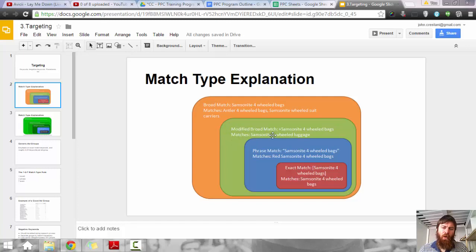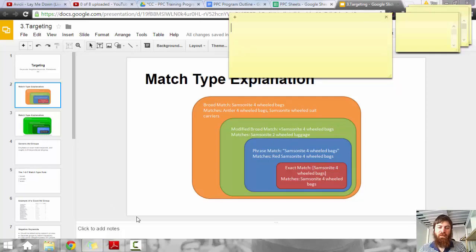So modified broad match, for instance, you have to put a plus in front of the word. So what will happen is if you say Samsonite 4-wheeled bags, this will always have to match with Samsonite, or at least some misspelling of Samsonite. For instance, if somebody misspelled Samsonite, you'd still want that to match because they're probably still looking for a Samsonite bag. Sure, it says they're stupid, but they're still looking for that same sort of word. So that's why I prefer to use modified broad match in my ad groups.